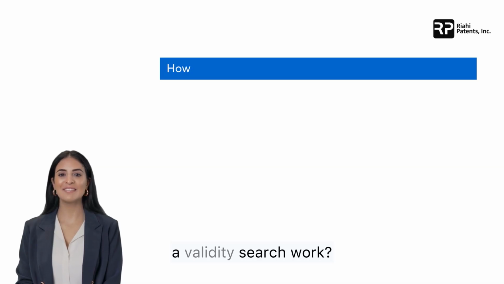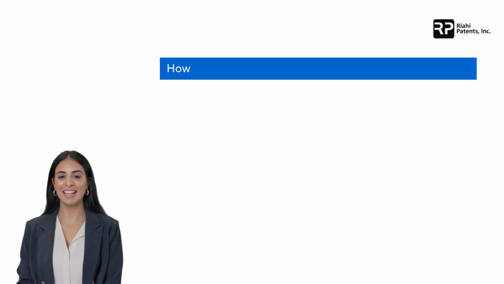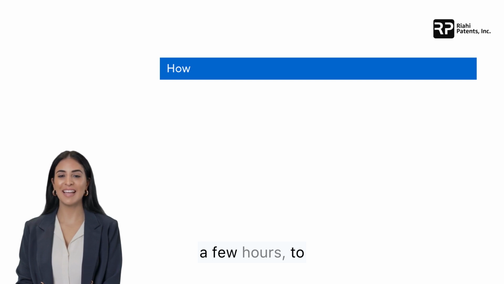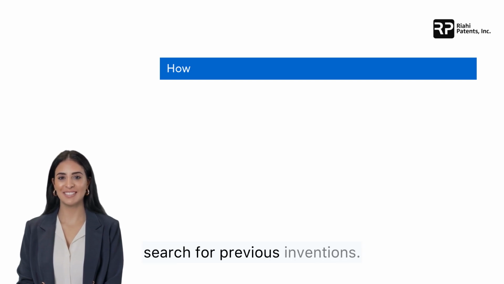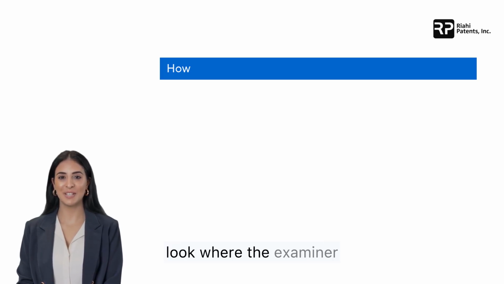But how exactly does a validity search work? When the patent office initially granted the patent, the examiner had a limited time, often just a few hours, to search for previous inventions. They may miss things. The validity/invalidity searcher has weeks or months to look where the examiner didn't.